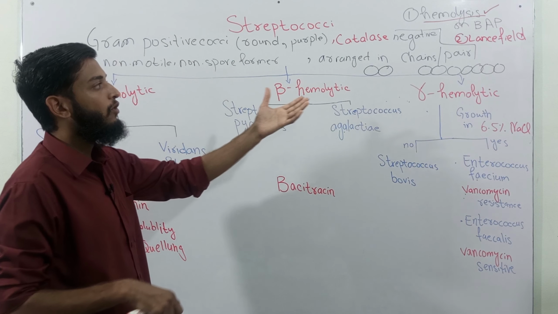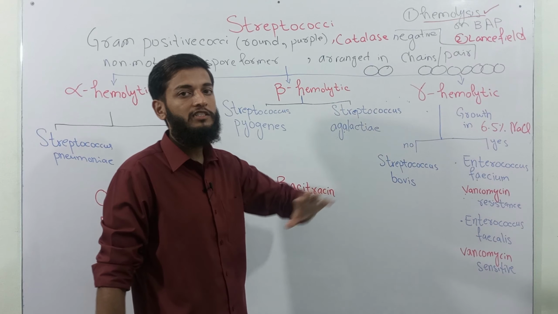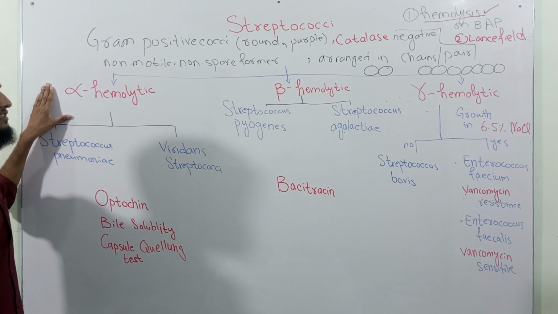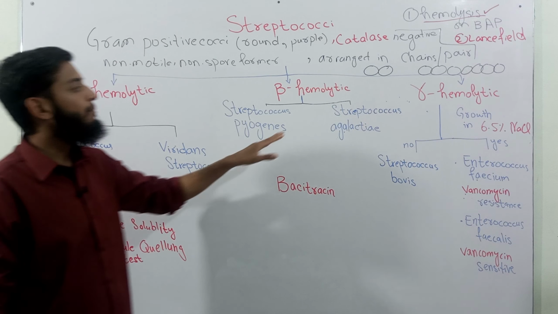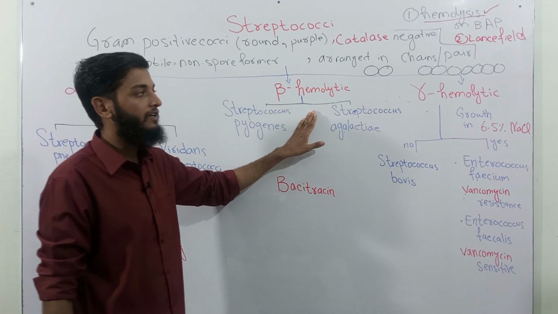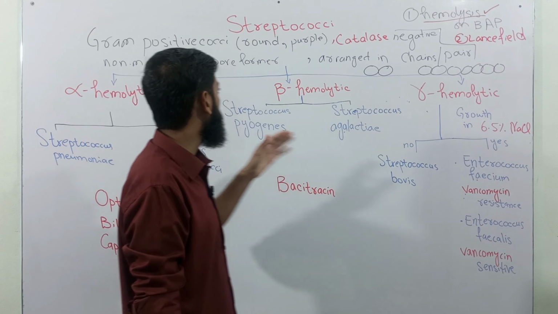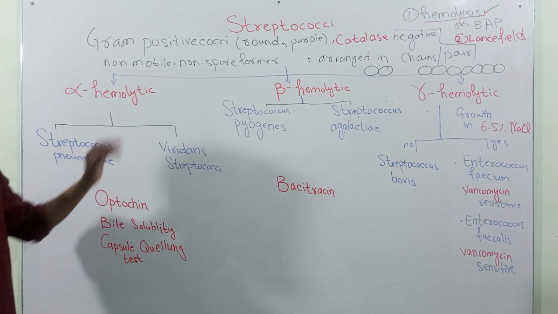So on the basis of this hemolysis pattern, Streptococci are classified into three groups: alpha-hemolytic Streptococci, beta-hemolytic Streptococci, and gamma-hemolytic Streptococci. First, we'll talk about alpha-hemolytic Streptococci.